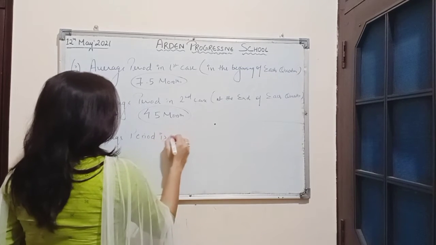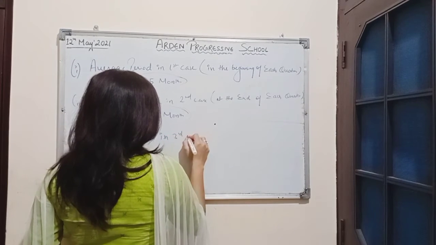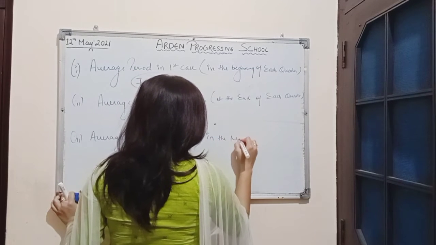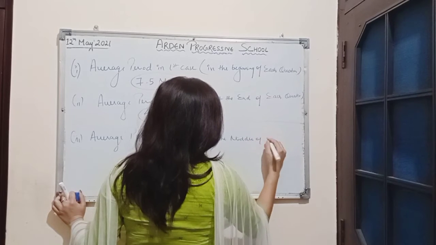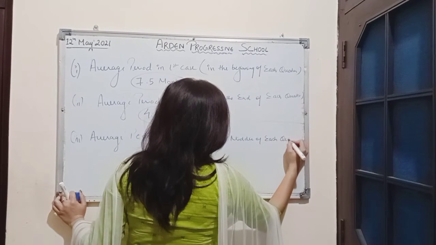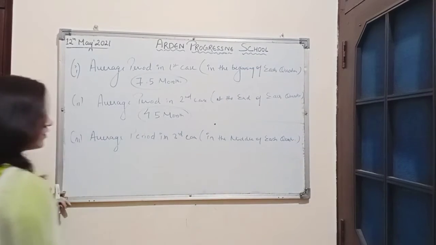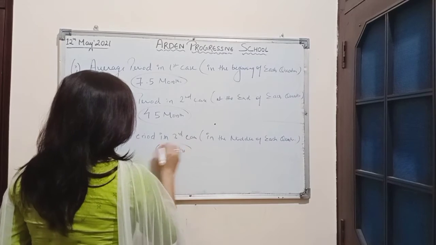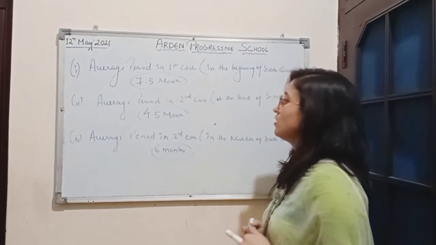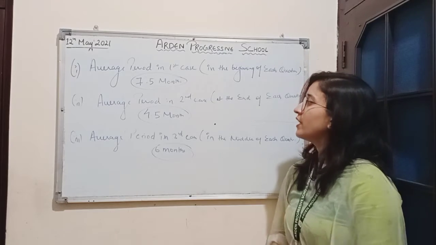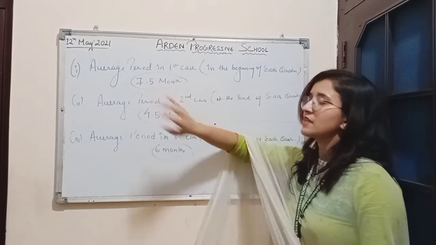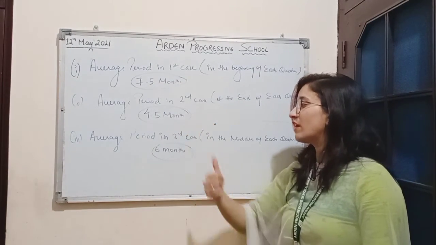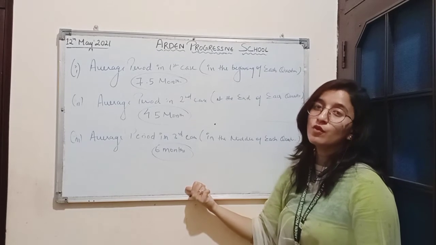And the third case was in the middle of each quarter. So here we have calculated the average period for 6 months. So for calculating the average period in all the three cases, in the first case average period will be for 7.5 months, in second case it will be for 4.5 months, and in third case it will be for 6 months.